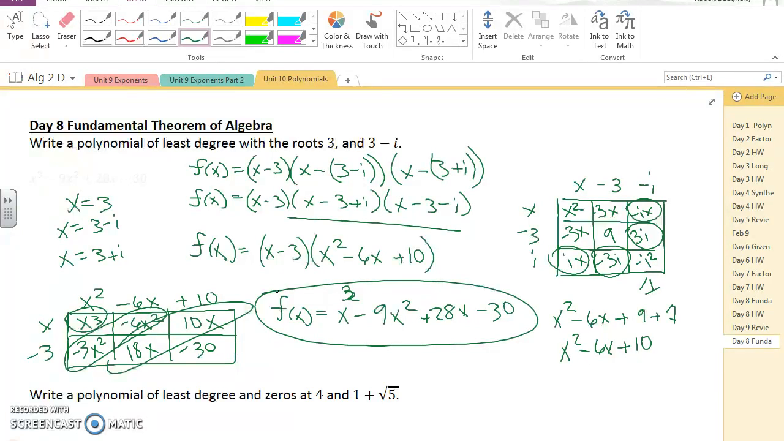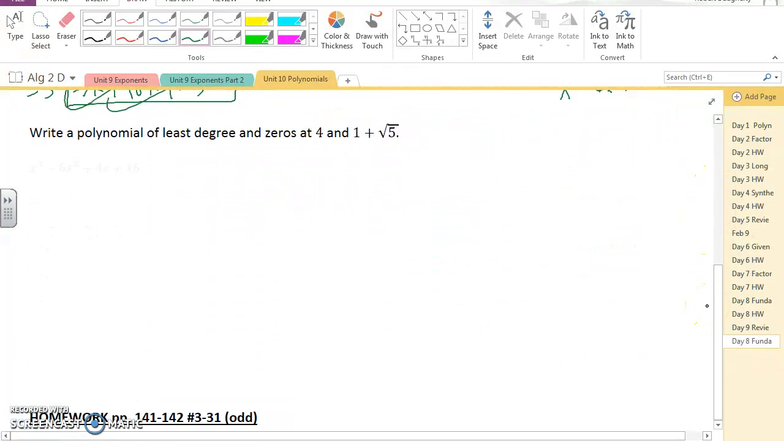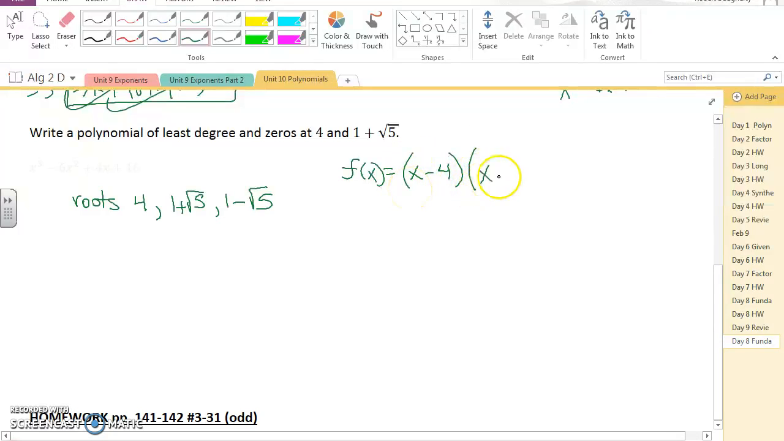So something very similar is the very next question, where we have something that has an irrational root. So in this case, it's very similar. My roots, in this case, are 4, 1 plus root 5, and 1 minus root 5. So I'm going to write my polynomial as f of x is x minus 4. That's a factor. The next factor is x minus 1 plus root 5.